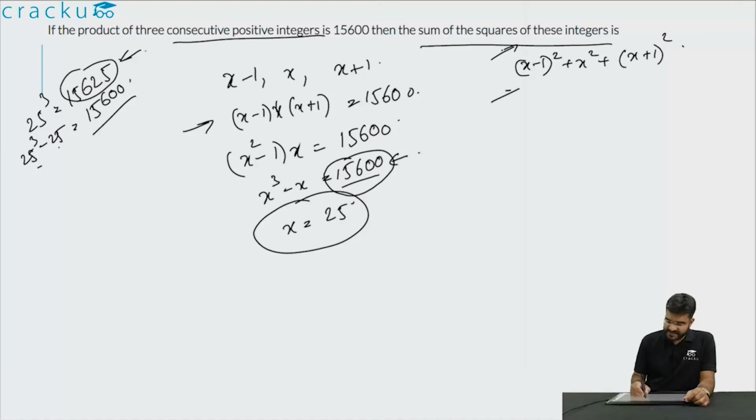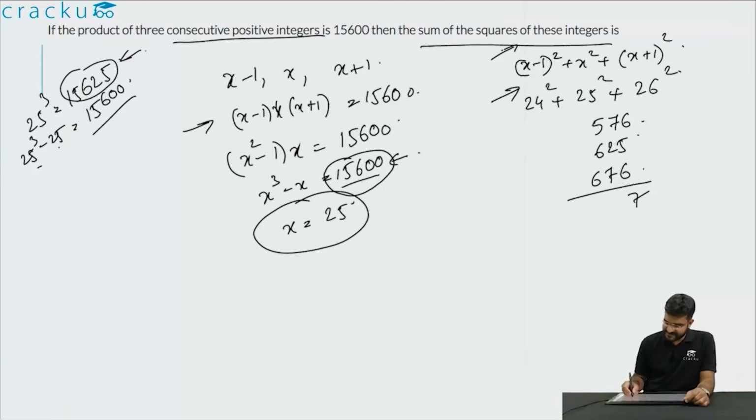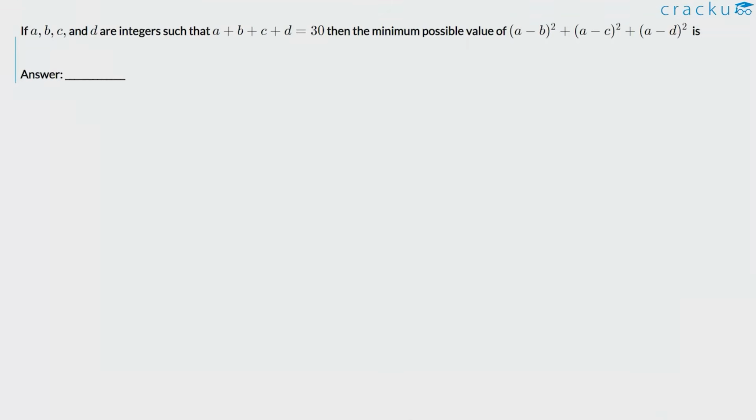So to calculate the sum of the squares, we need to calculate 24 square plus 25 square plus 26 square. 24 square is 576, 25 square is 625, and 26 square is 676. So if you sum them up, 6 plus 5 plus 6 is 17, 7 plus 2 plus 7 is 16 plus 1, and so on. So this is 1877. That is the sum of the squares of these three integers.